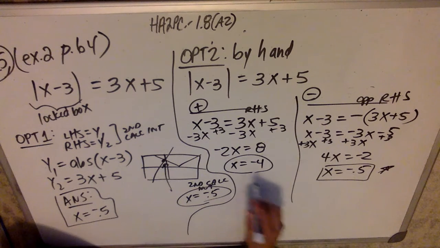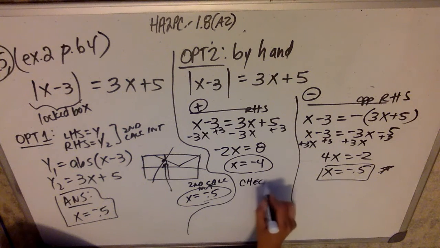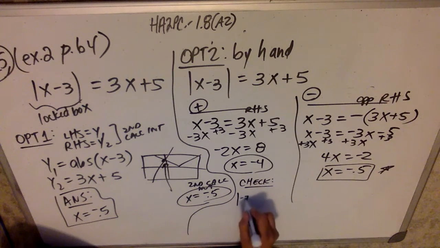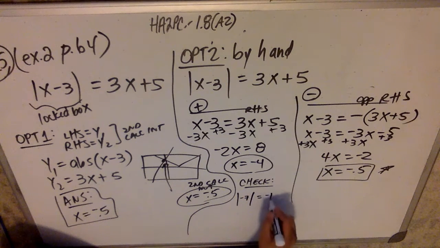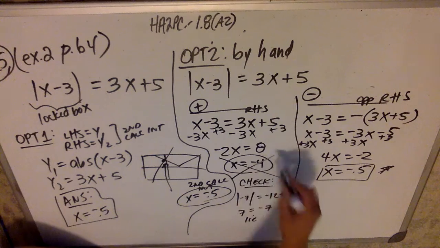So when you go back into check, you're going to find that this answer fails, right? So you're going to get the absolute value of negative 4 minus 3 is a negative 7. So absolute value of negative 7 equals negative 12 plus 5. Well, that's a positive 7 equals a negative 7, which is a big fat lie. So this is not an answer.